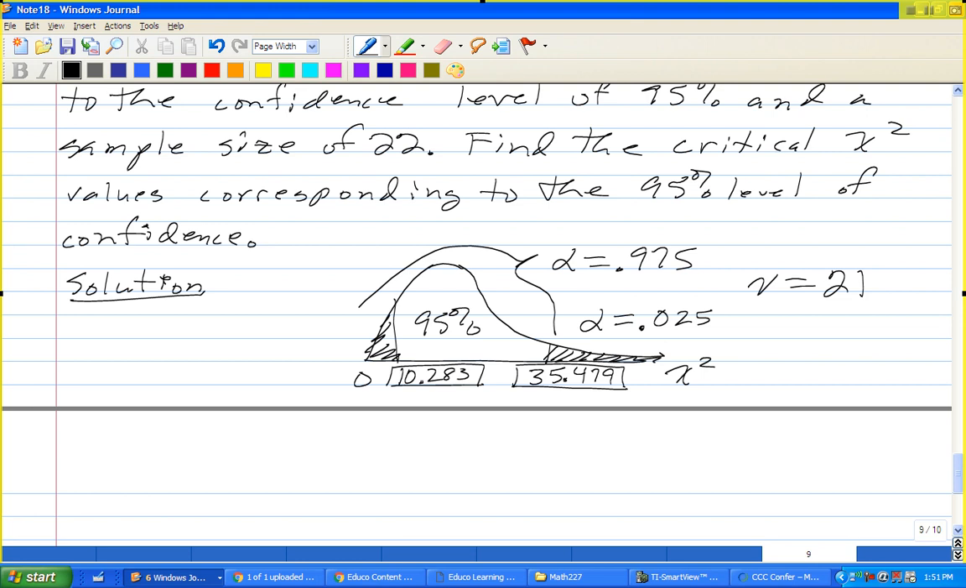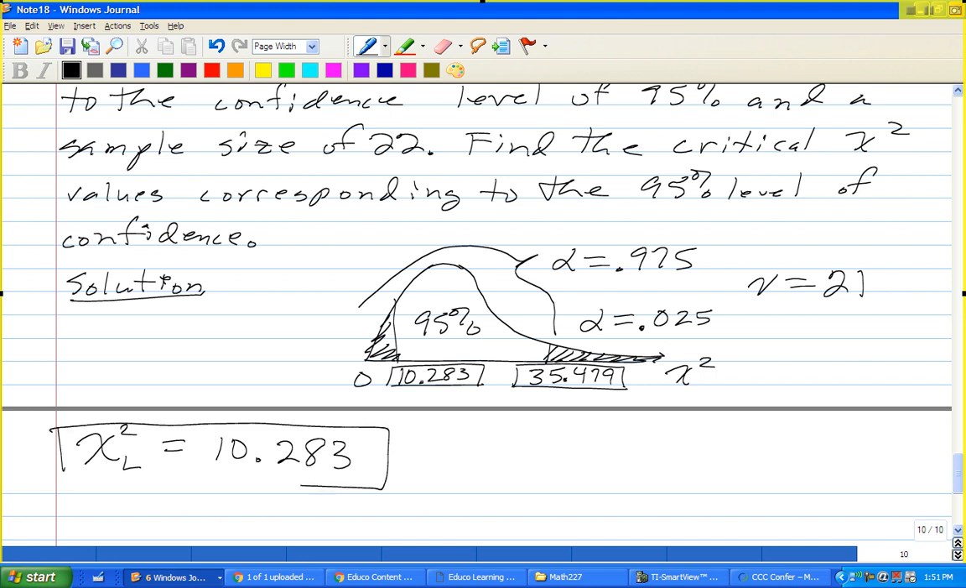So the right, let's do the left first. The left chi-squared value is 10.283. So that's what that L means, it's the one on the left. So this is the left one, and this other one will be the right one.